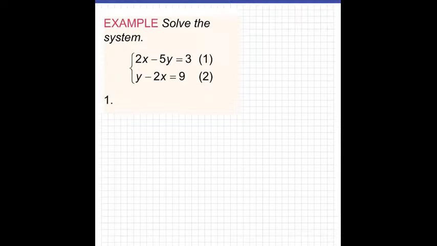So here's a copy of the original equation from number 2. And then if we add 2x to both sides, we get y equals 2x plus 9, right? Then we can take this and plug it into equation 1. So we're going to have 2x minus 5 times y equals 3. But what's our y in this case? Our y is 2x plus 9.